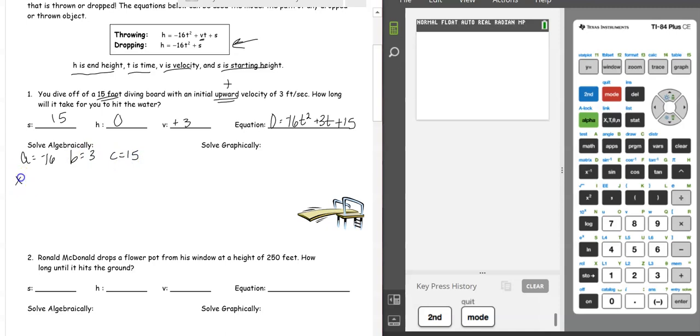So I'm going to use my quadratic formula. x equals the opposite of b, plus or minus the square root of b squared minus 4 times a times c, all over 2a. If you simplify what's underneath your square root and type that into your calculator, you're going to get 969 all over negative 32.